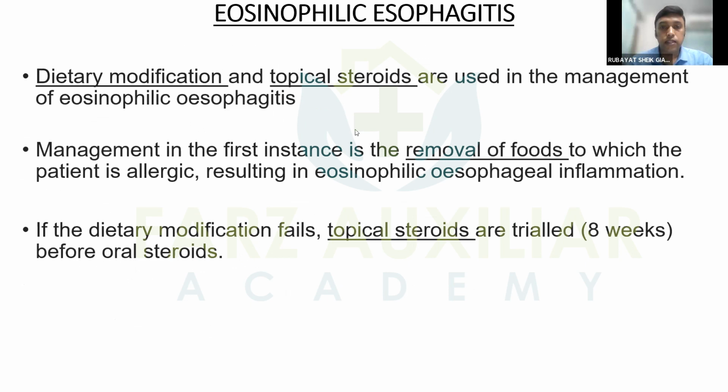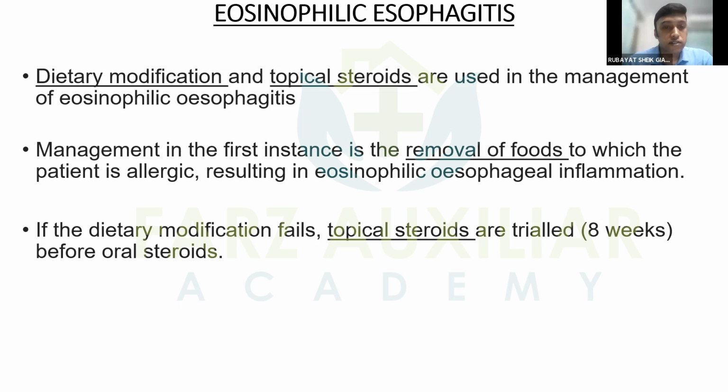Another important question is asked about the treatment. The main two modalities of treatment: number one, dietary modification. After you modify the diet, removing the food that the person has an allergy to, the second step is to use topical steroids, not oral steroids, topical steroids. You give a trial of topical steroids for 8 weeks and then oral steroids. So you read the question carefully.